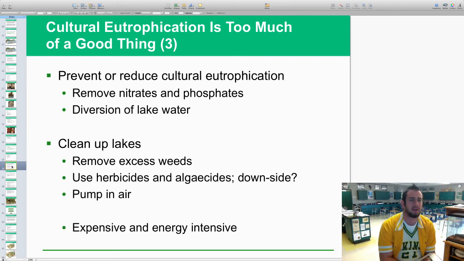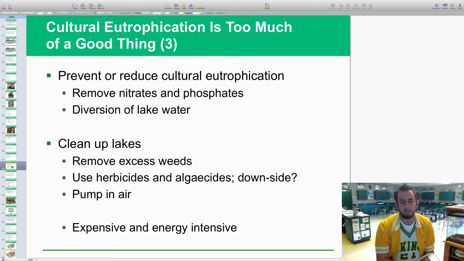We also need to try to prevent or reduce cultural eutrophication by removing nitrates and phosphates before they get into the water system. Also, maybe diversion of lake water as well to help with that. To clean up lakes, we need to remove excess weeds and use herbicides and different algicides to do that. But the downside is you're getting rid of other good plants too. Some people actually pump air in.